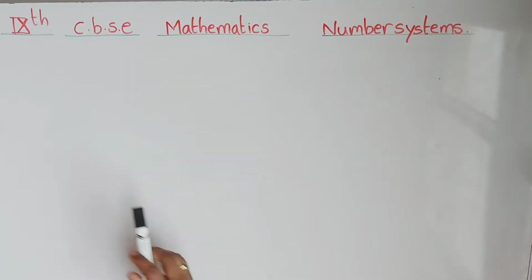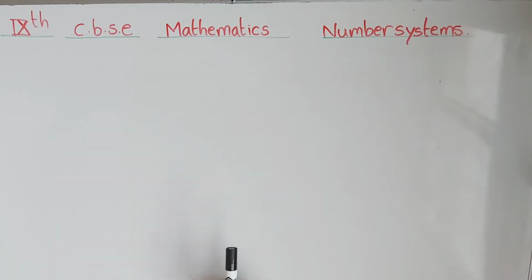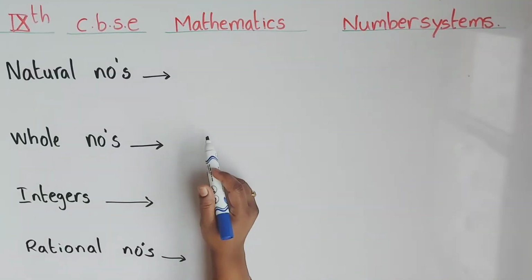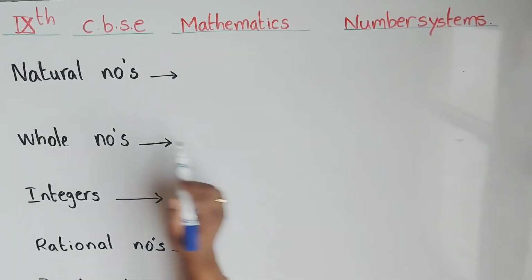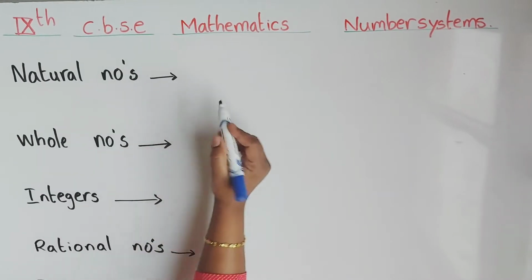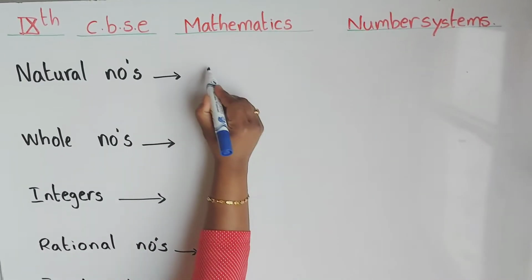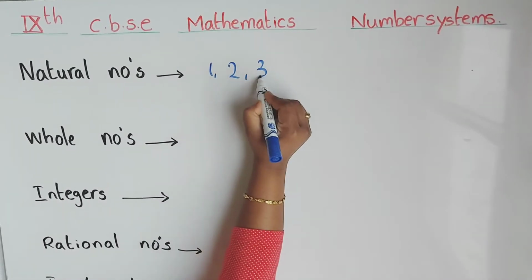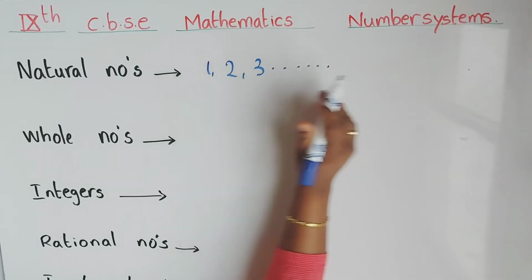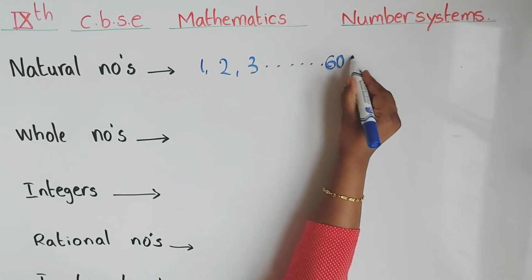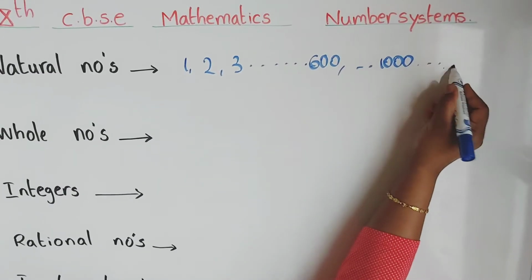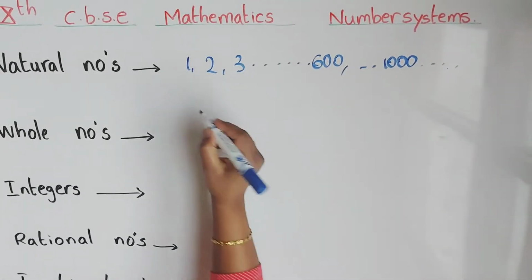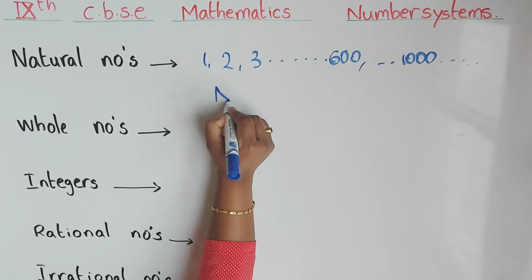We are learning 9th standard CBSE Mathematics number system. Our chapter name is number systems. So let us start with basics. What are the natural numbers? Natural numbers start from 1, 2, 3 and so on. 600 is also a natural number, 1000 is also a natural number, and so on. Natural numbers are denoted with the letter N.